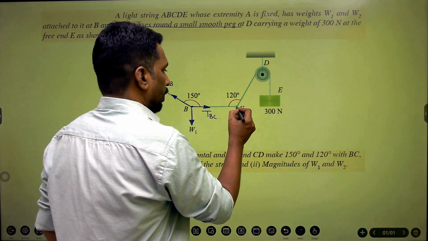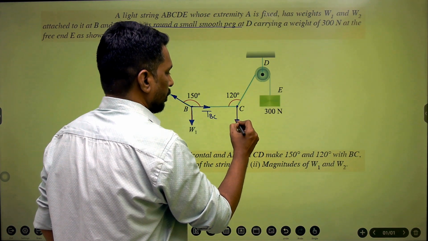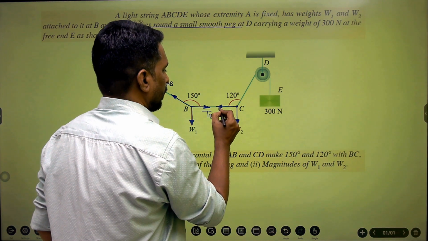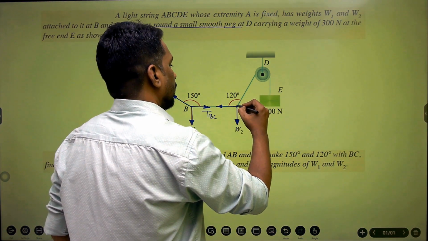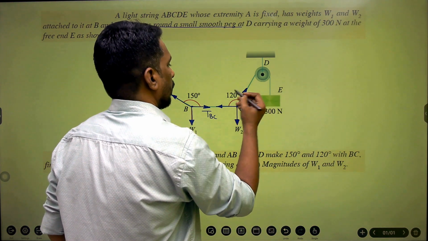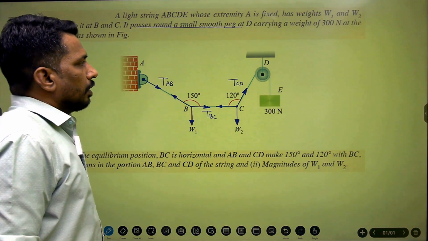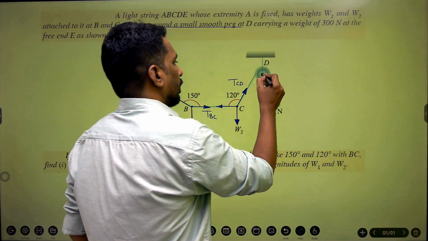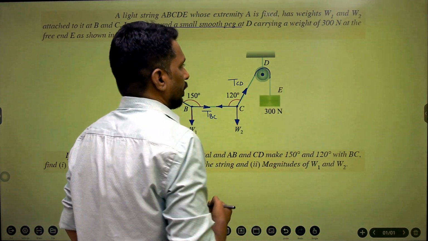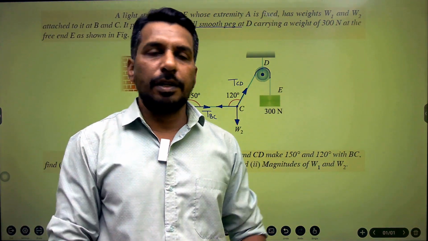Now we'll proceed to point C, and you can see here again one more weight which is unknown to us. Then tension BC is getting away from point C, and the tension in the cable CD. Okay, tension CD. Now I'll come to point D. Here this cable is passed over this smooth peg. So mu is 0. I already told you there is no friction. So the tensions on both sides are equal.